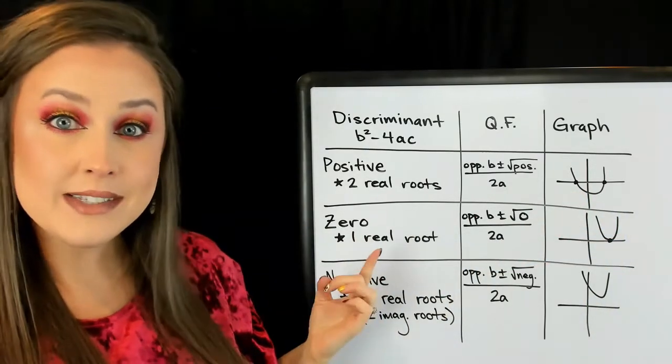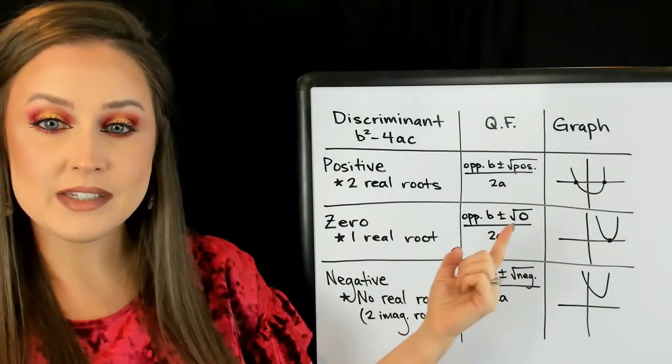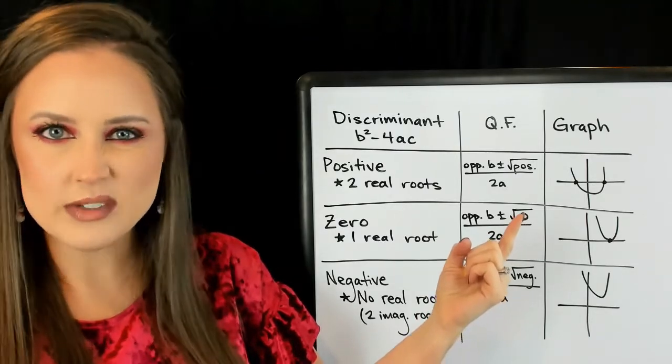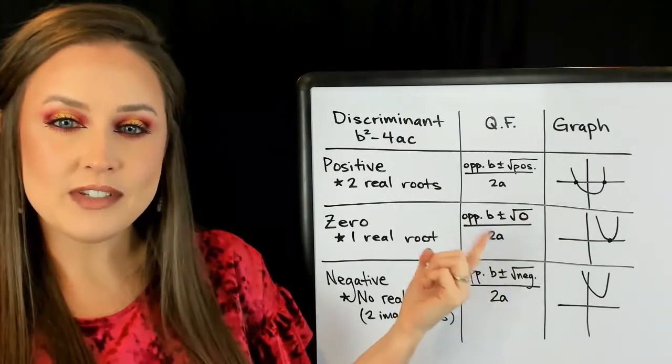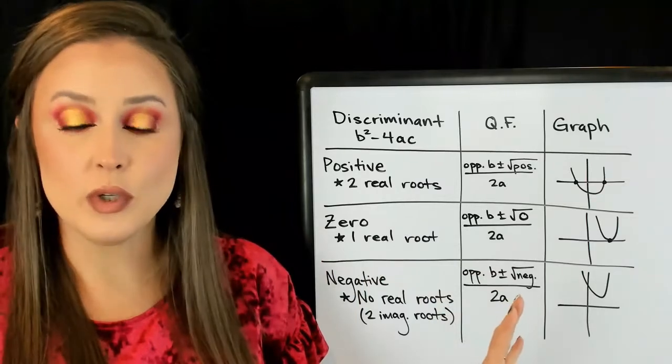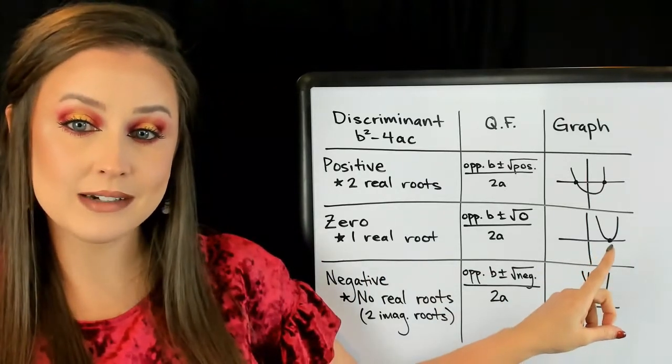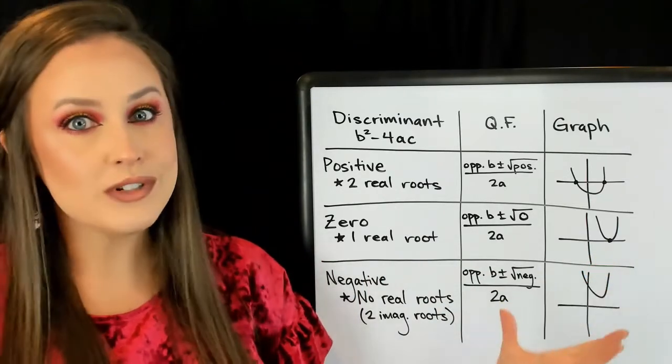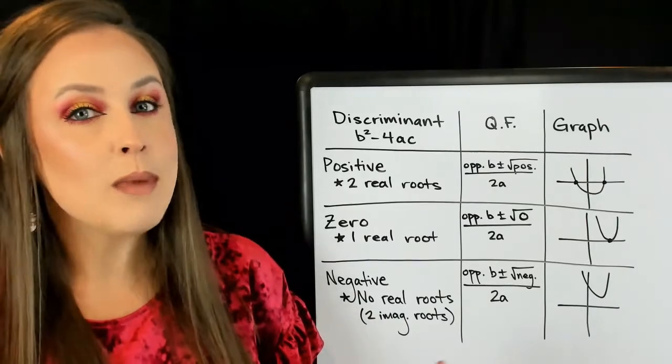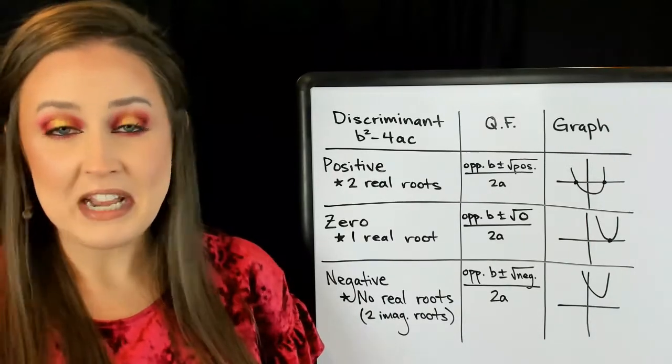Now, if your discriminant is 0, then it would look something like this, and root 0 is 0, so it would go away. So all you have left is opposite b over 2a. That is one solution. It means your parabola touches the x-axis only in one place, which is also its vertex. And you might remember the formula to find a vertex is negative b over 2a.